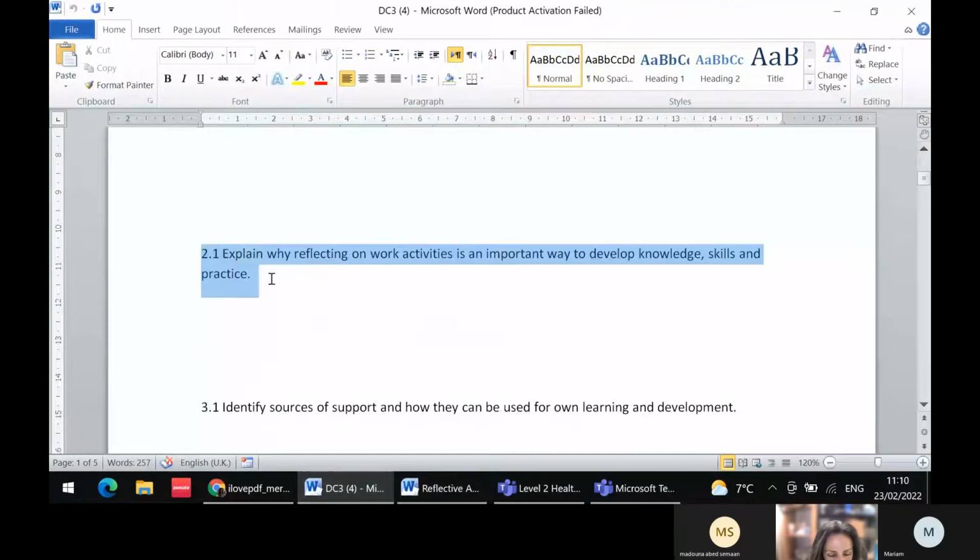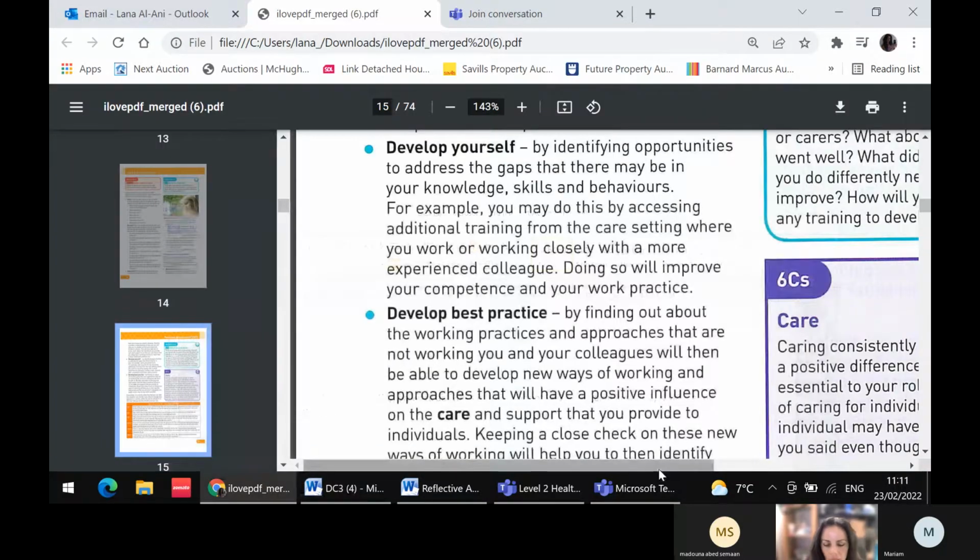So this is the answer for number 2.1. Explain why reflecting on work activities is an important way to develop knowledge, skills, and practice. So you need just to think about why it is good for you to reflect on your work. First of all, I would say, what is reflecting on my own work?